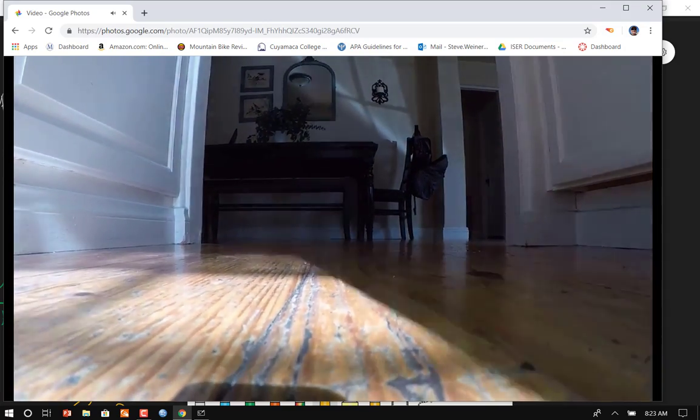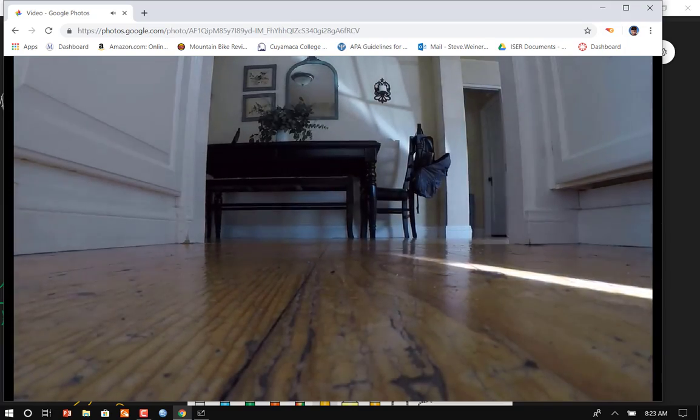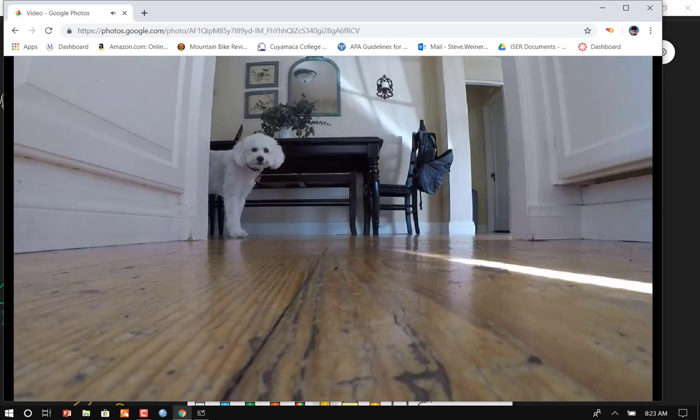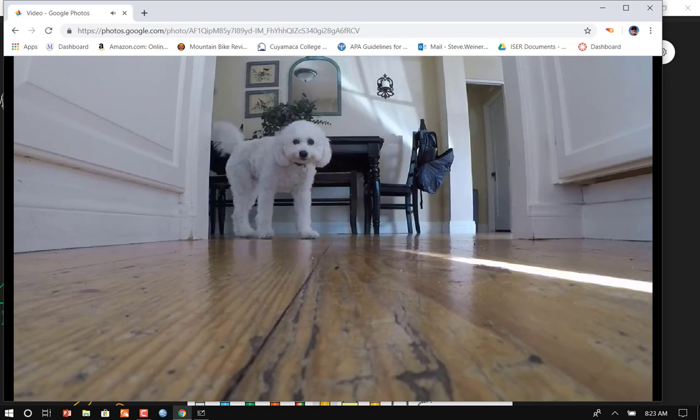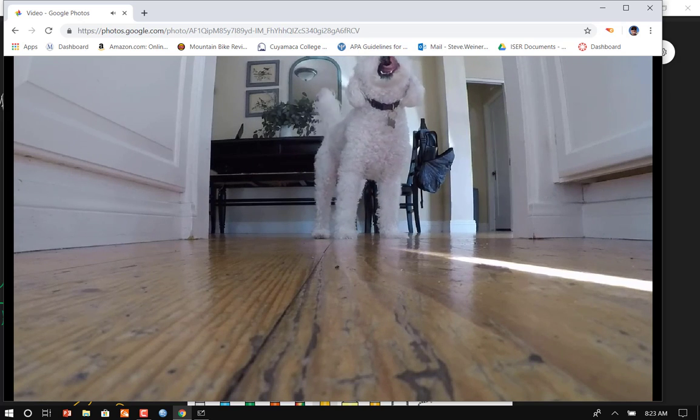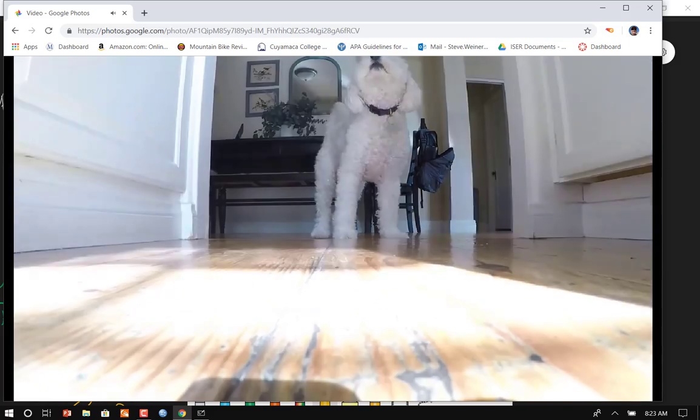Count the time. 1, 1,000, 2, 1,000, 3, 1,000, 4, 1,000. Hello. Cheese drawer. Notice he starts wagging, and what is she going to do now? Cheese stick out. Does she like cheese sticks? I think she likes cheese sticks.